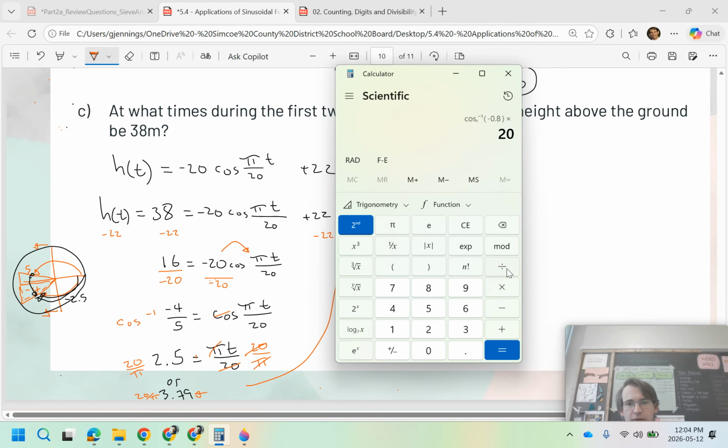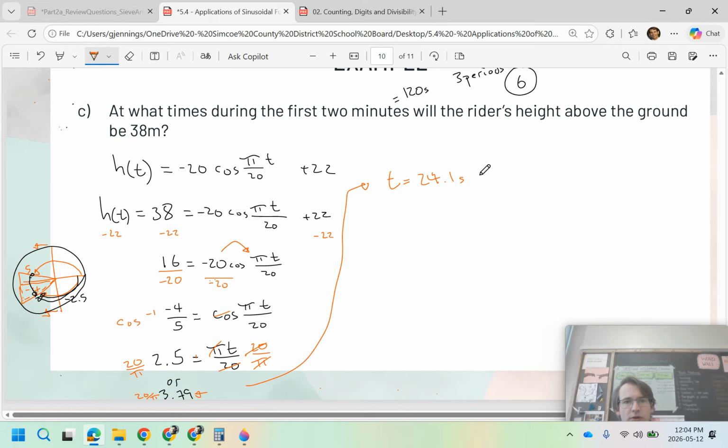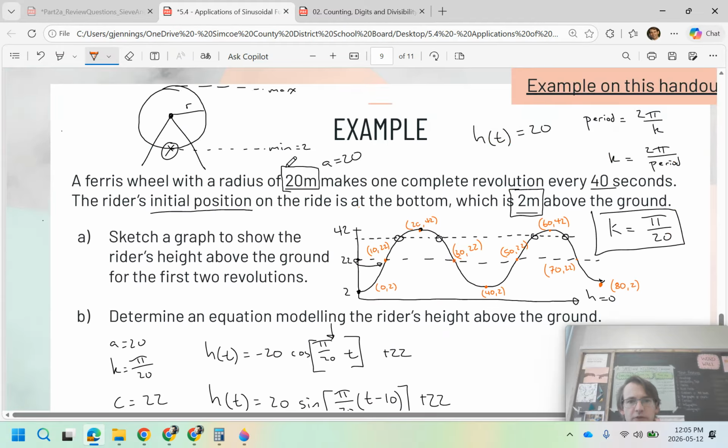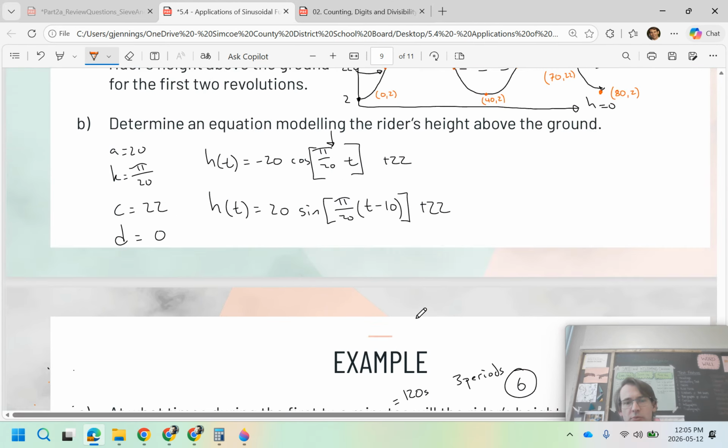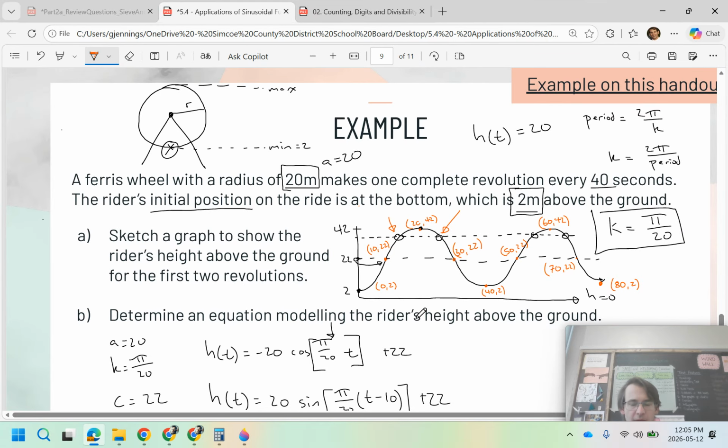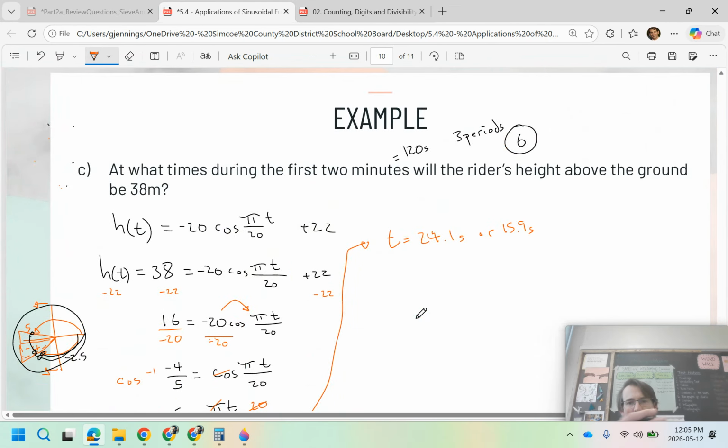Multiply by 20, divide by pi, gives us 15.9. We probably would have gotten that with the rounded version. Or 15.9 seconds, okay? And then we go back to our visualization and we're like, yeah, that makes total sense. There's 15.9 seconds, there's 24.1 seconds. That makes sense. And then we're just going to rattle off our extra solutions by adding the period several times.